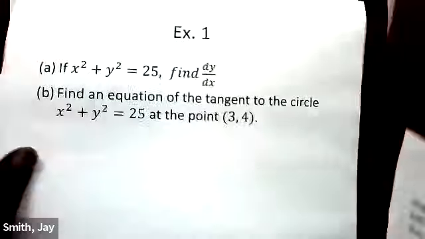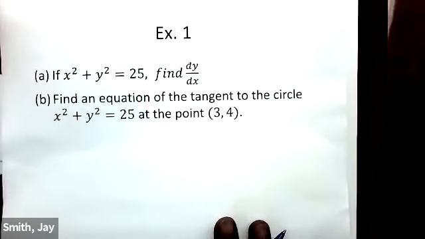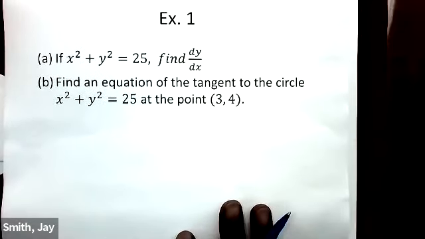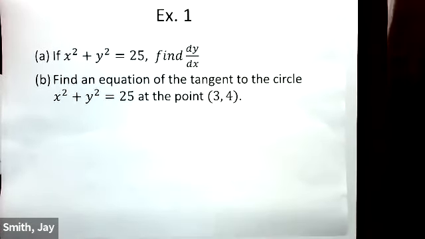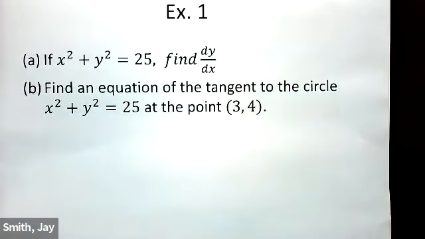All right. So in example 1, our first opportunity to use implicit differentiation. We have 2 parts to example 1. First part, it says if x squared plus y squared is equal to 25, find dy dx, or find the first derivative of y with respect to x. And for part B, find an equation tangent to the circle x squared plus y squared is equal to 25, specifically at the point (3, 4).